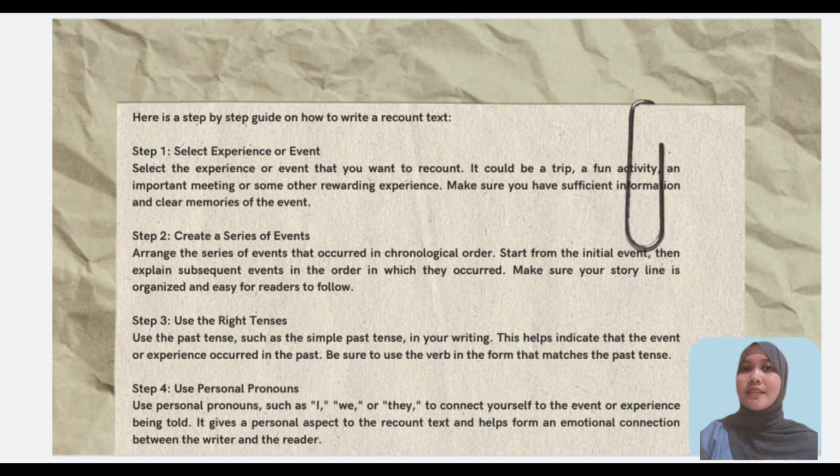Step 2. Create a series of events. Arrange the series of events that occurred in chronological order. Start from the initial event, then explain subsequent events in the order in which they occurred. Make sure your storyline is organized and easy for readers to follow.